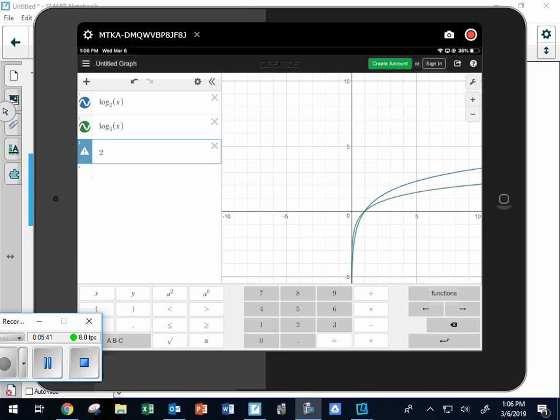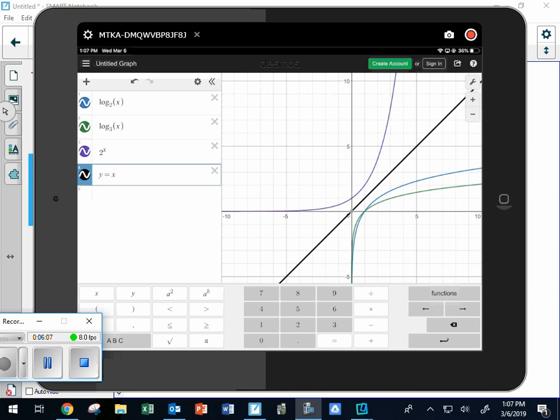Oh, there it is. Okay, thank you. There's 2 to the x. Now, do you get that those are kind of like a reflection of each other? Let me show you what they're a reflection over. I'm going to add one more graph: the line y equals x. Do you see how they're a perfect reflection across that line?